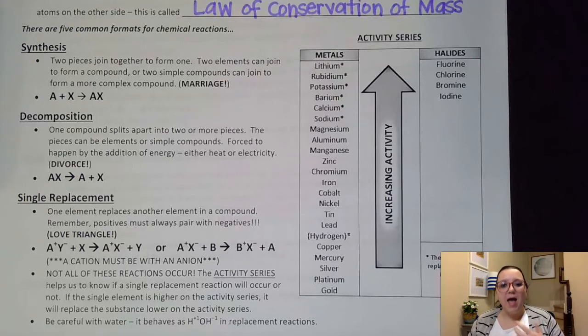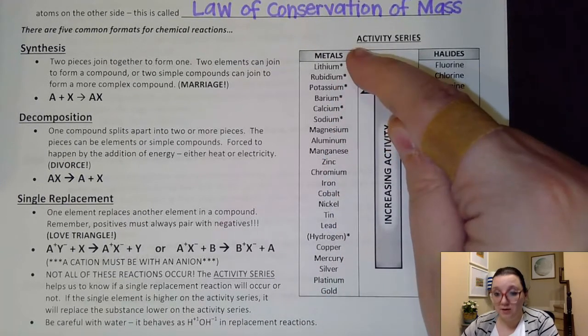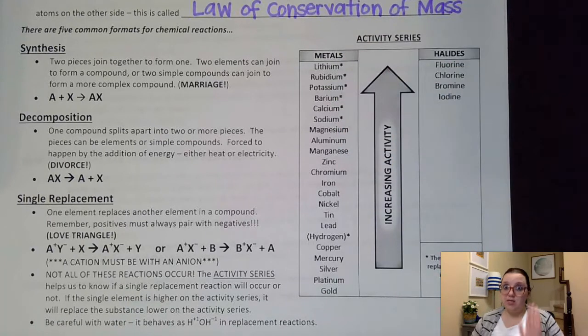So if any of these substances below aluminum were in the compound, then aluminum will replace it and the reaction will occur. However, if aluminum is by itself and one of these elements up above is in the compound, we would rather keep that higher up element in the compound. And so what that means is that aluminum would not be able to replace the metal, and so therefore the reaction would not take place.